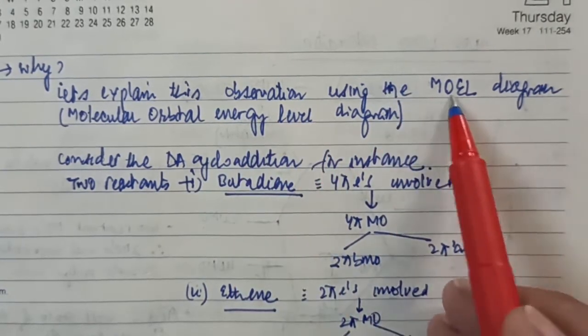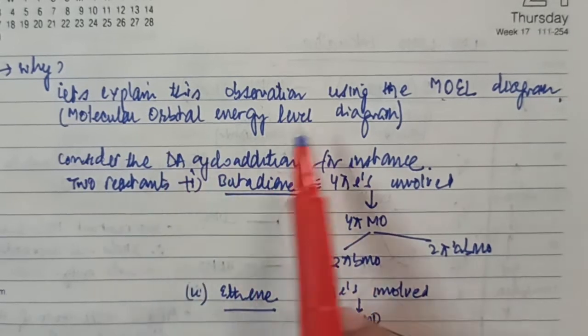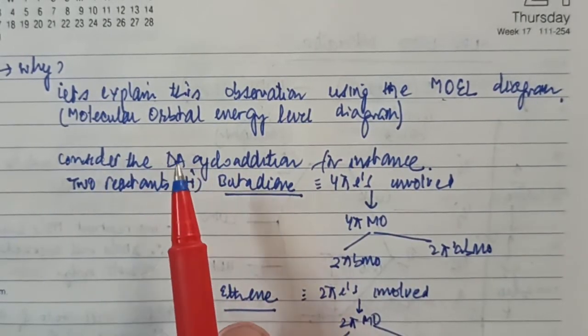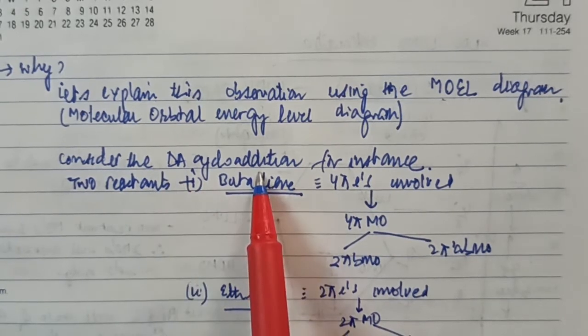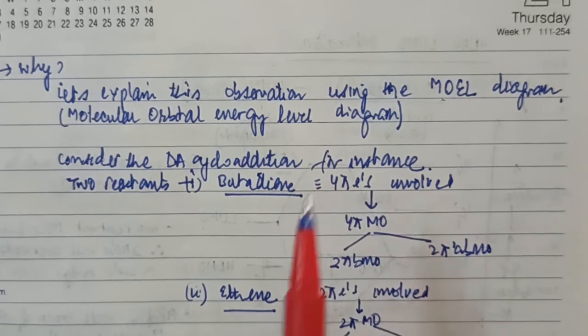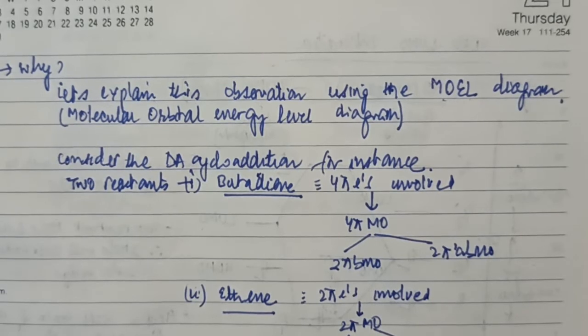Using the MO diagram. MO, of course, you know, is the molecular orbital energy level diagram. We consider the example of the simplest of all the cycloaddition reactions, that is the Diels-Alder cycloaddition reaction. And we know the Diels-Alder cycloaddition reaction is a cycloaddition reaction between two components, in which one component is a butadiene, called simply a diene also, and the second component is an ethene, or called a dienophile also.